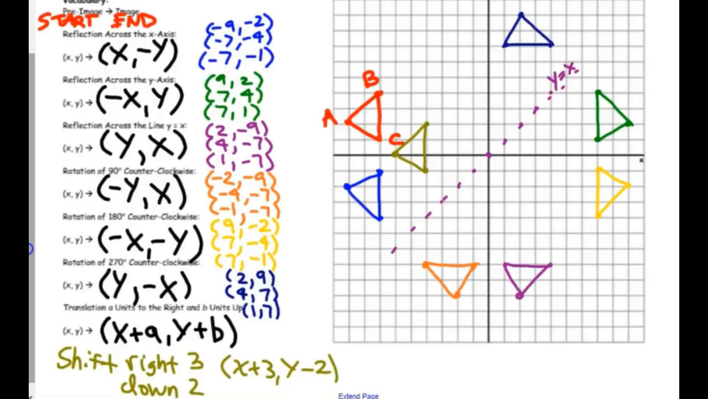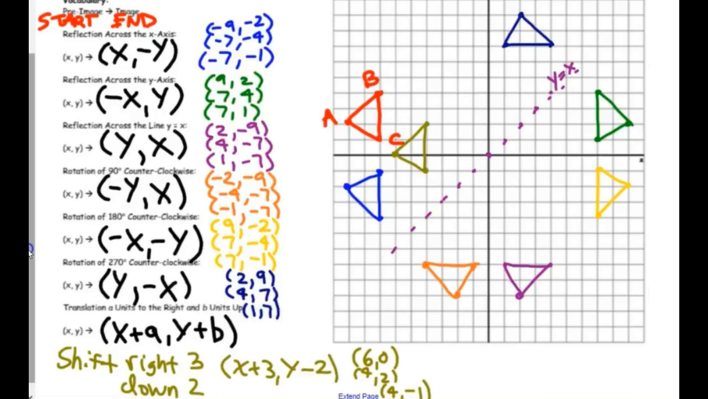I could rewrite those points, right? (6, 0), (4, 2), and then (4, -1). Okay, you could give me the new points for that translation, okay? But you, at this point, have all the tools necessary to do all the reflections, all the rotations, and any translation that it might give you, okay?